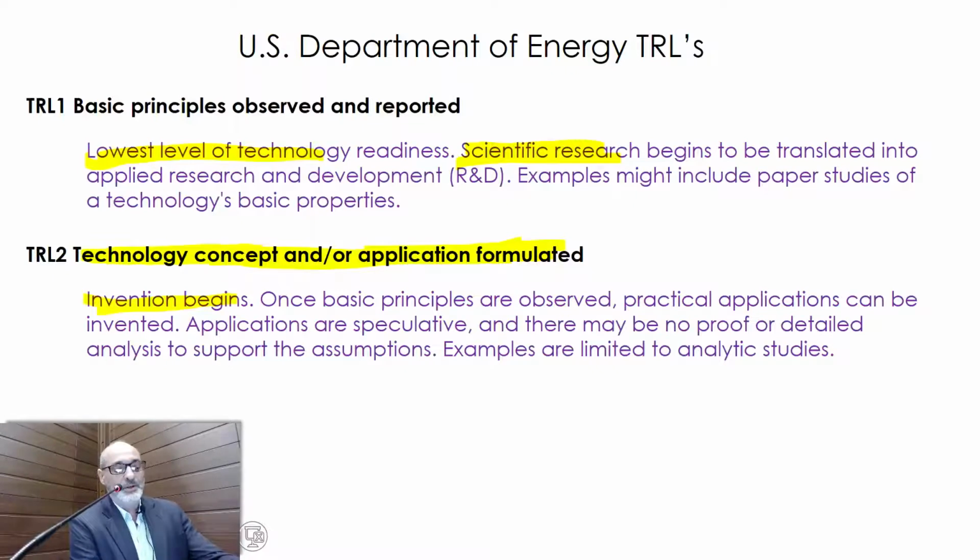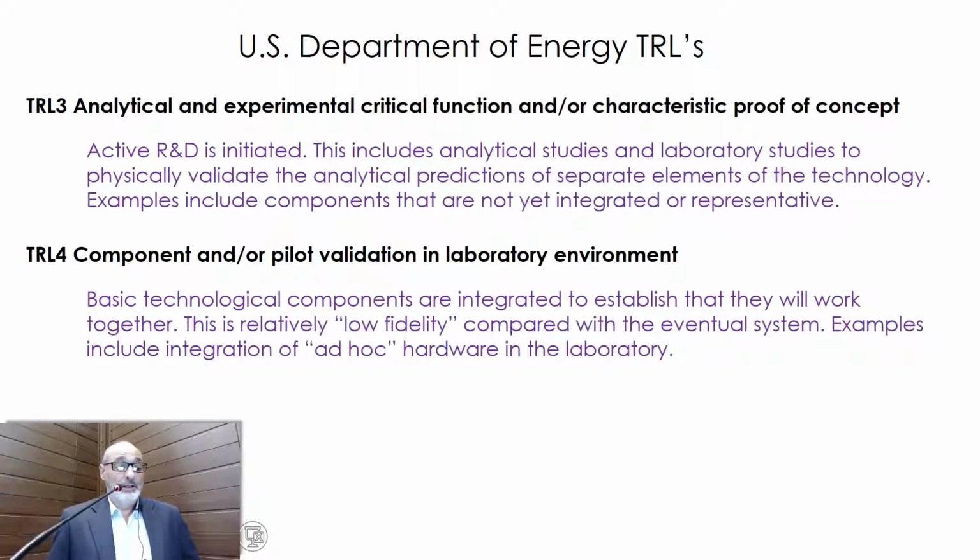And so here invention begins. So TRL1, scientific discoveries. TRL2, invention begins. So the Higgs boson is a discovery, and the time machine is an invention. So discoveries and inventions are more related to TRL1 and 2. TRL3, well, things start to develop, and you have proof of concept.